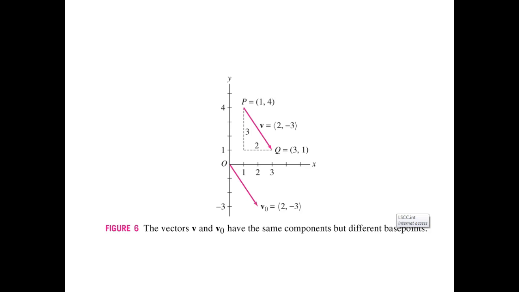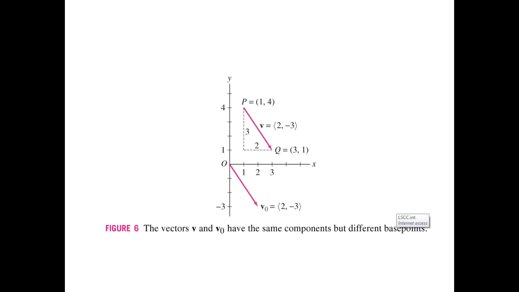Here's vector V, which is PQ. They did the calculation for you. 3 minus 1 is 2. 1 minus 4 is -3. So there's a vector whose components are 2, -3.